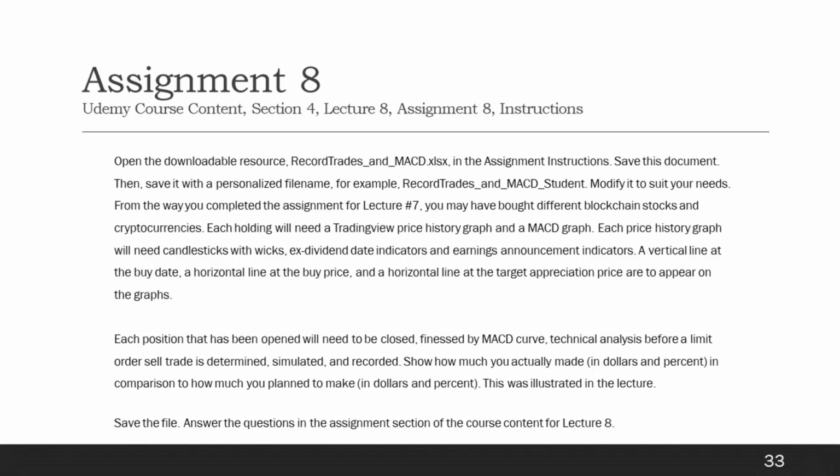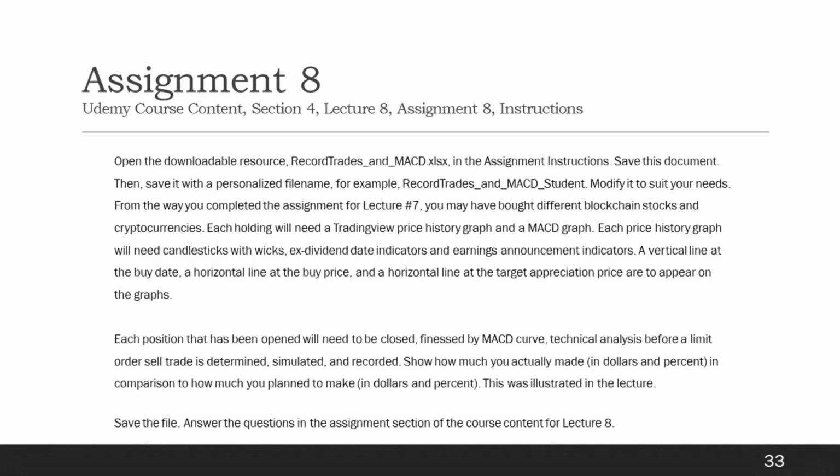From the way you completed the assignment for Lecture 7, you may have bought different blockchain stocks and cryptocurrencies. Each holding will need a TradingView price history graph and a MACD graph. Each price history graph will need candlesticks with wicks and earnings announcement indicators. A vertical line at the buy date, a horizontal line at the buy price, and a horizontal line at the target appreciation price are to appear on the graphs.